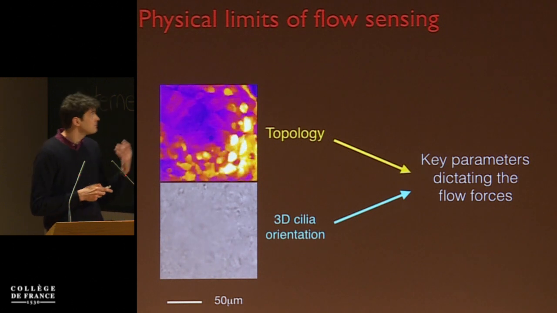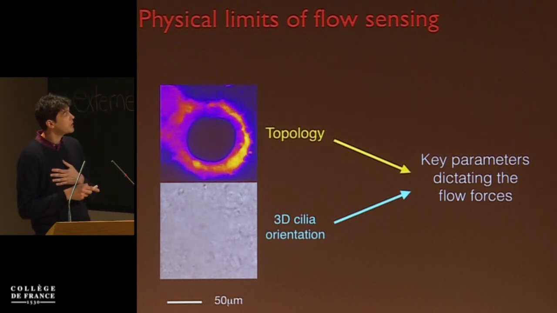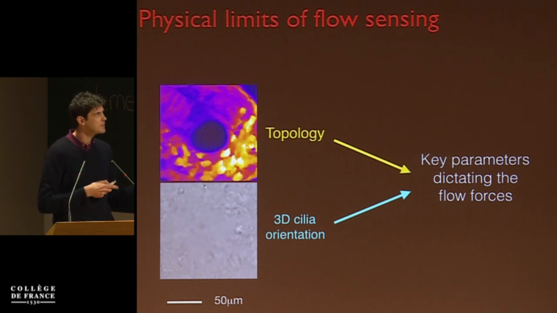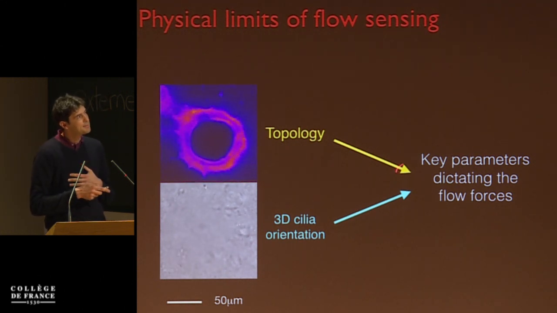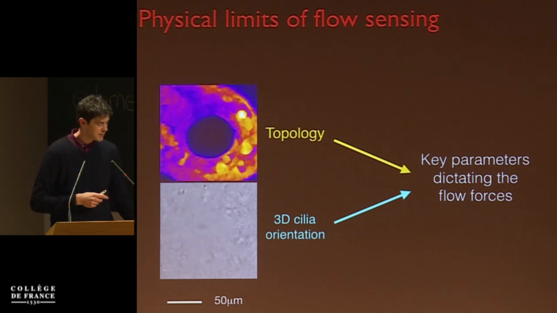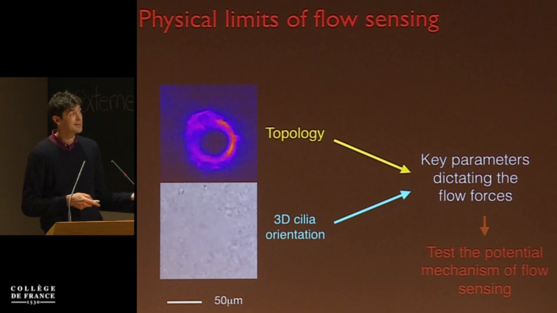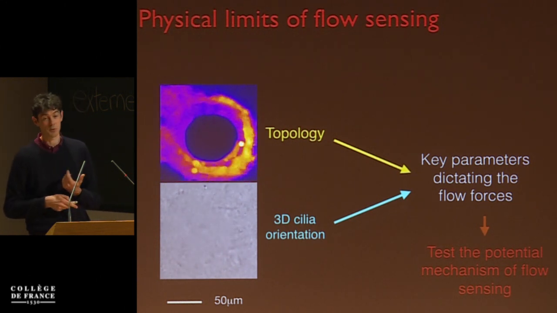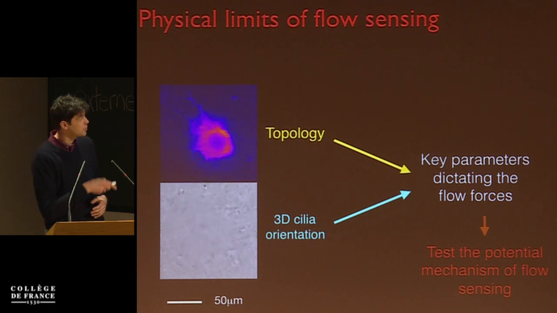Just get all the topological landmarks, including the cilia orientation in the vesicle, in order to extract the key parameters that dictate the flow forces in the organizer, and then test what could be the potential mechanical mechanism for flow sensing in such a closed structure.